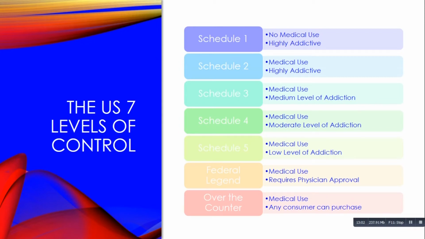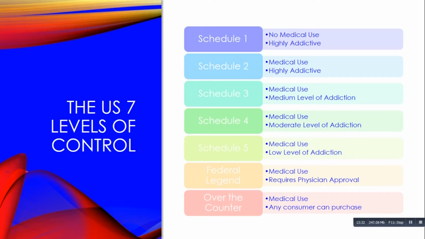The Federal Legend means there's a medical use, but you have to have a prescription to get it, meaning you have to see a doctor. They have to evaluate you as to whether or not that drug is appropriate therapy for you. Over-the-counter drugs can be purchased by anyone, anywhere, and anyone can carry them. But generally speaking, over-the-counter drugs are just widely available.